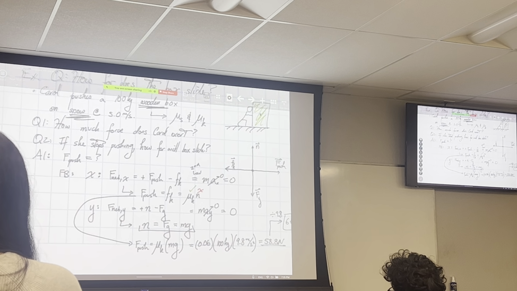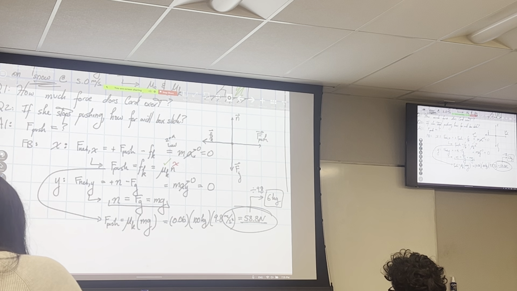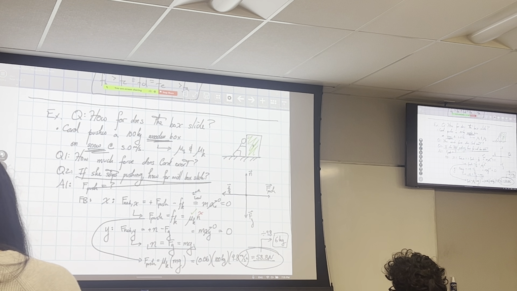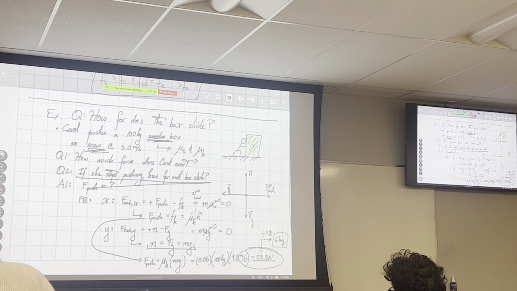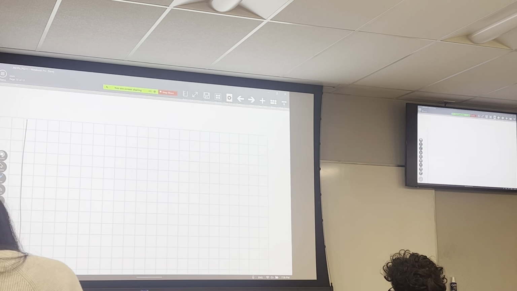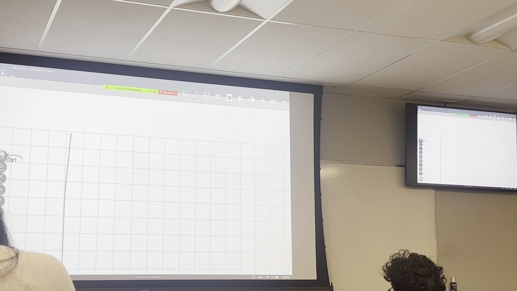All right, but that's the first question. This is how much force Carol is pushing with. But we still have our actual primary goal of understanding, if she stops pushing, how far will the box actually slide? So let's answer the second question.